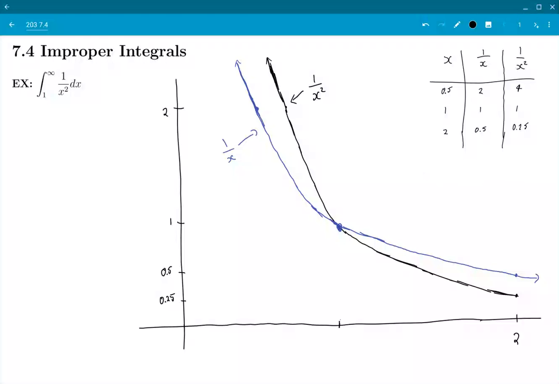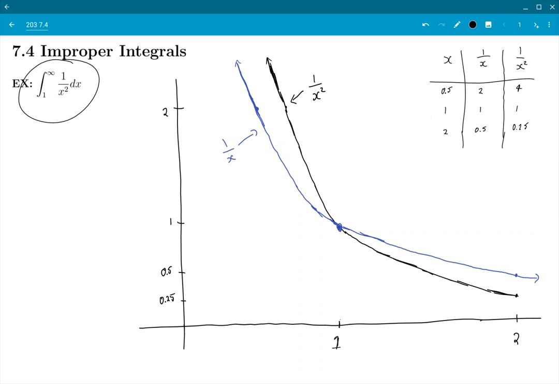Pause and copy. Okay, so we're trying to get an idea of what this funny looking integral here might be. The strange thing here is that the interval is infinite. It's going from 1, which I forgot to write down here, all the way to infinity.